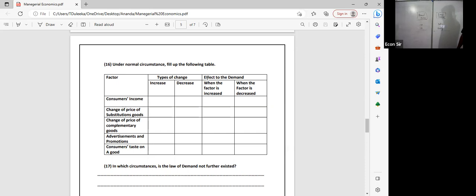Then change of price of complementary goods. Now see, petrol price. Petrol price. Now see, what will happen? Demand for vehicle. Right? Demand for vehicle. What happened?